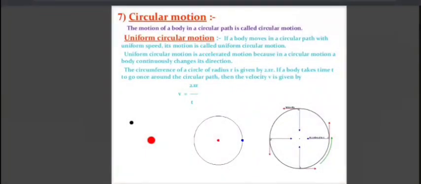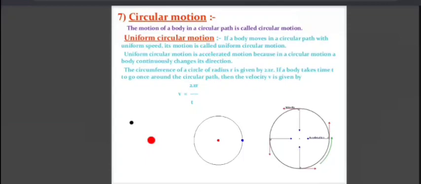The next part is circular motion, which you are going to study in further chapters, but since it is a type of motion, I will teach you here. Circular motion means when a body goes in a circular path, it is called circular motion. But what is uniform circular motion? That is UCM. U means uniform, and uniform means same. So when a body goes in a circular path with the same speed, the speed is not changing. What is changing is the direction.